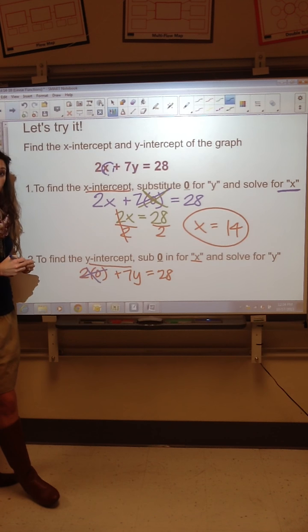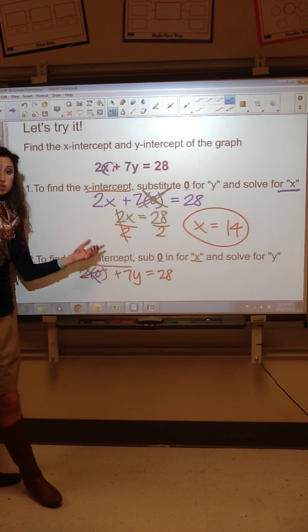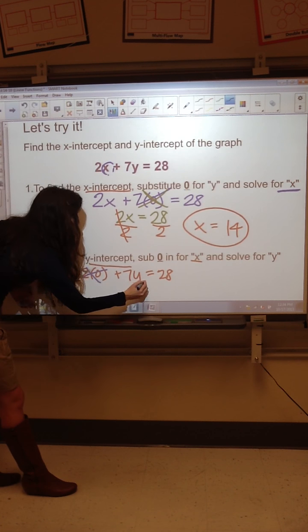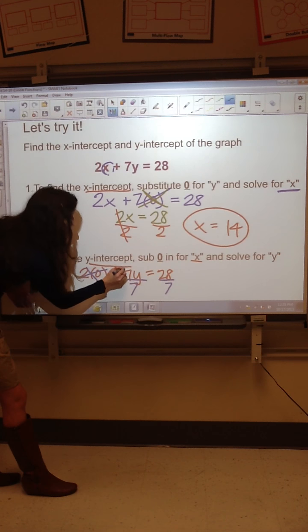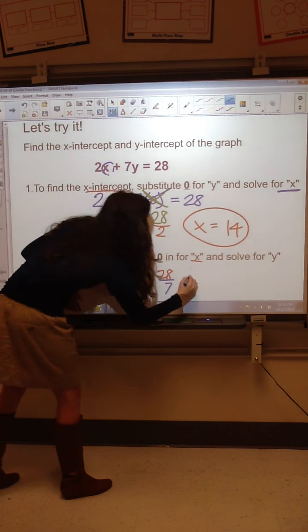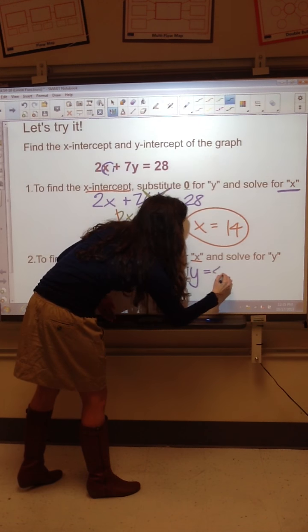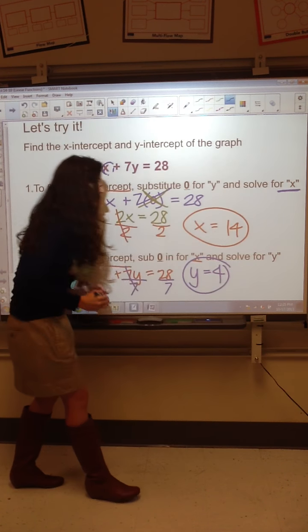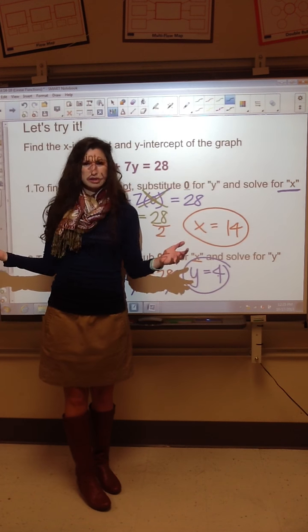Well, how do I calculate y by itself? I've got to cancel out the 7. This is multiplication. What's the opposite of multiplication? Divide. Divide by 7. So now, y equals 28 divided by 7, which is 4. So what is my y-intercept? 4. How easy was that?